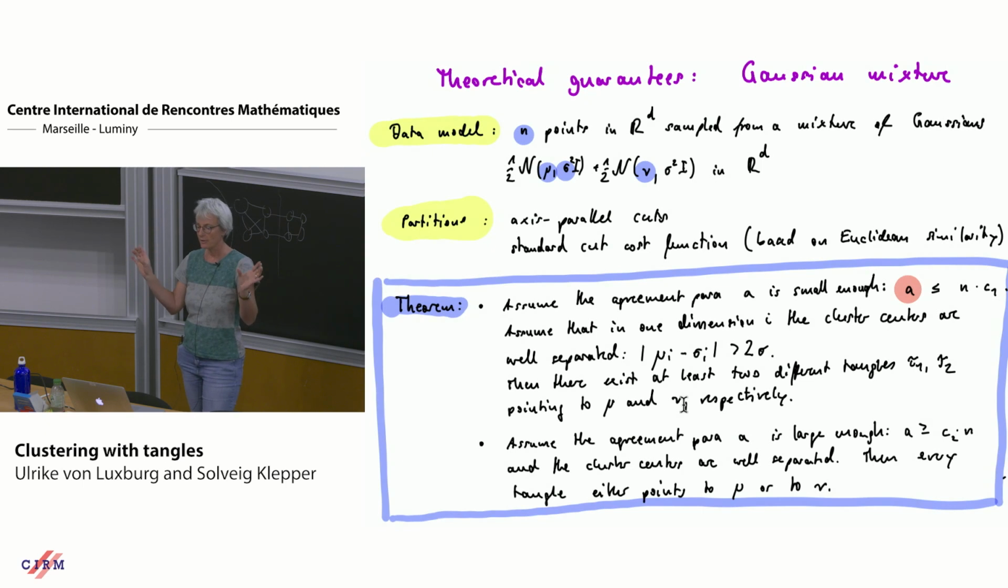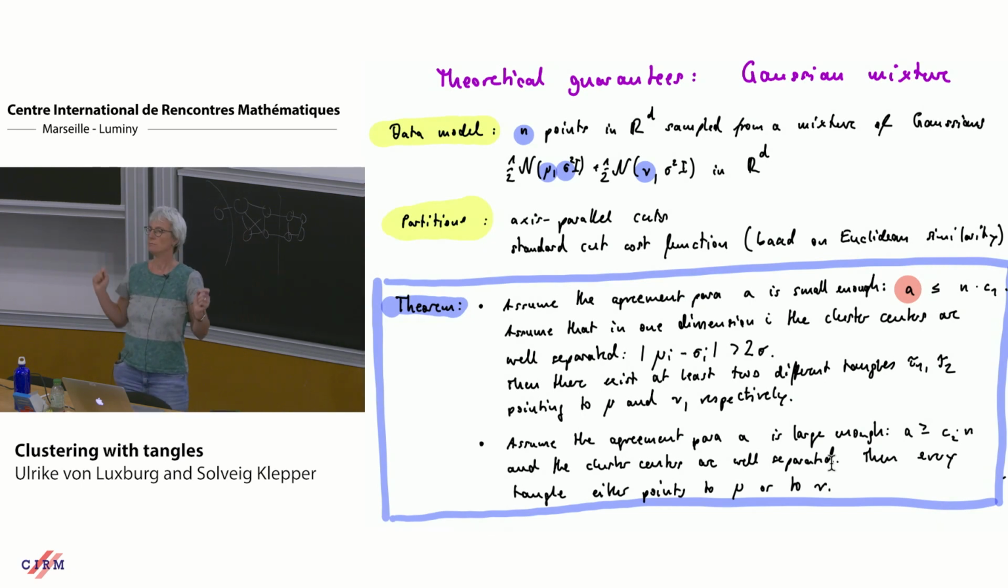So there are at least two tangles which separate the two. And now the statement the other way around is, if the agreement parameter is large enough, again larger than another constant times the number of data points, and again the clusters are separated, then every tangle either points to mu or nu. So you would here have exactly the two tangles, combined with the previous statement, that point to mu and nu.